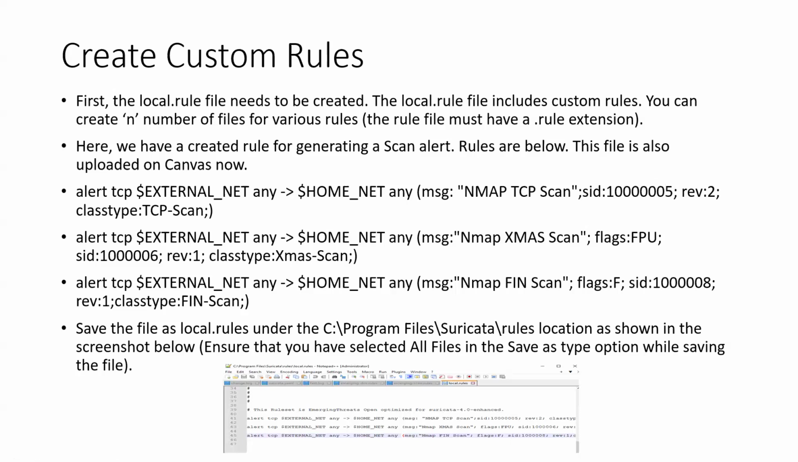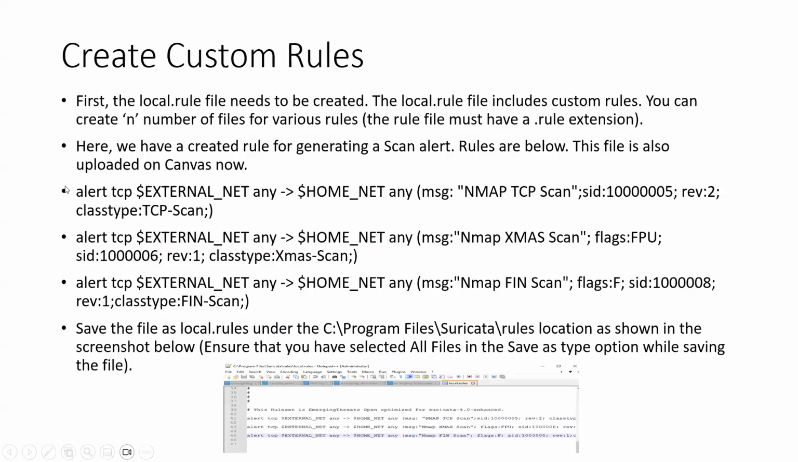And then you can see here the revision. If it is the first time that you have written it, you can just write revision 2. And then the class type, in general, it is a TCP scan. In the same way, you can write rules for Xmas or any other kind of scanning activities. But that is the fundamental that you can see, and we will go through the default rules, and you can see how the rules are written. I will show that.